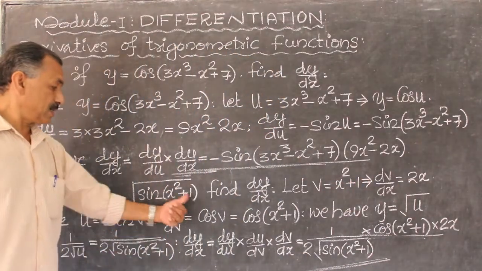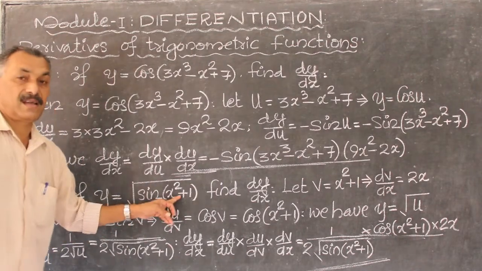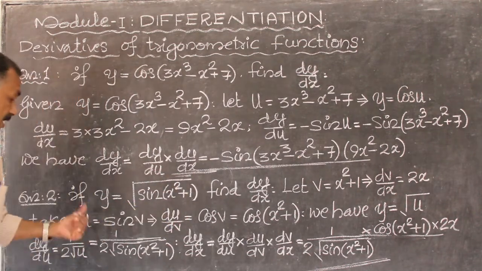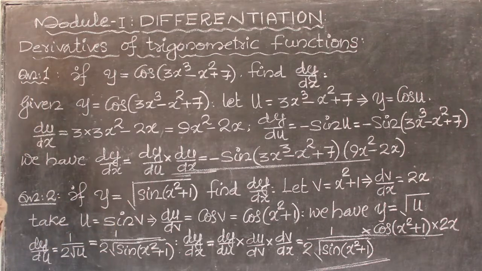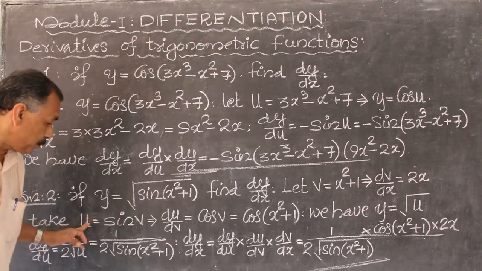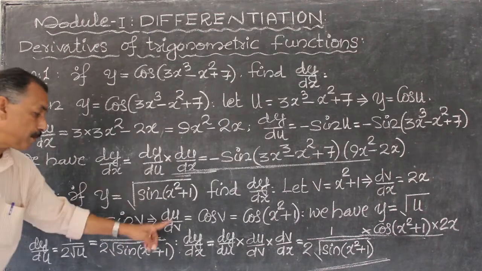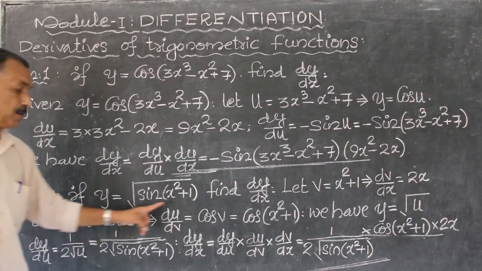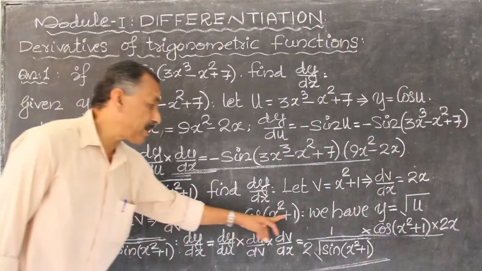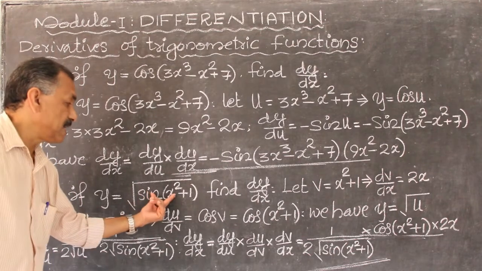Now if v is equal to x square plus 1, then y is equal to root of sin v. And let u is equal to sin v, where v is equal to x square plus 1. That is, u is a function of v. What is du by dv? The derivative of sin v is cos v, that is cos of x square plus 1.